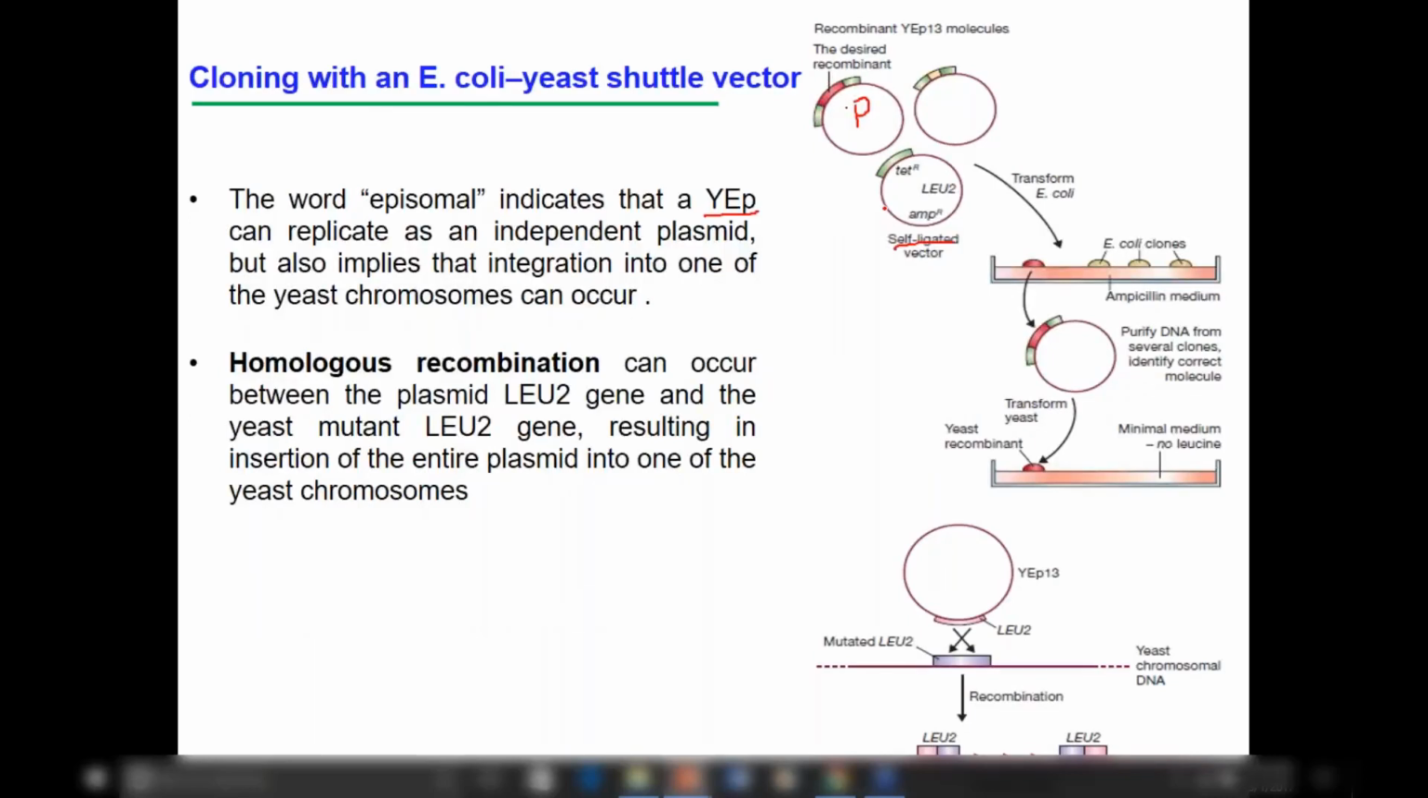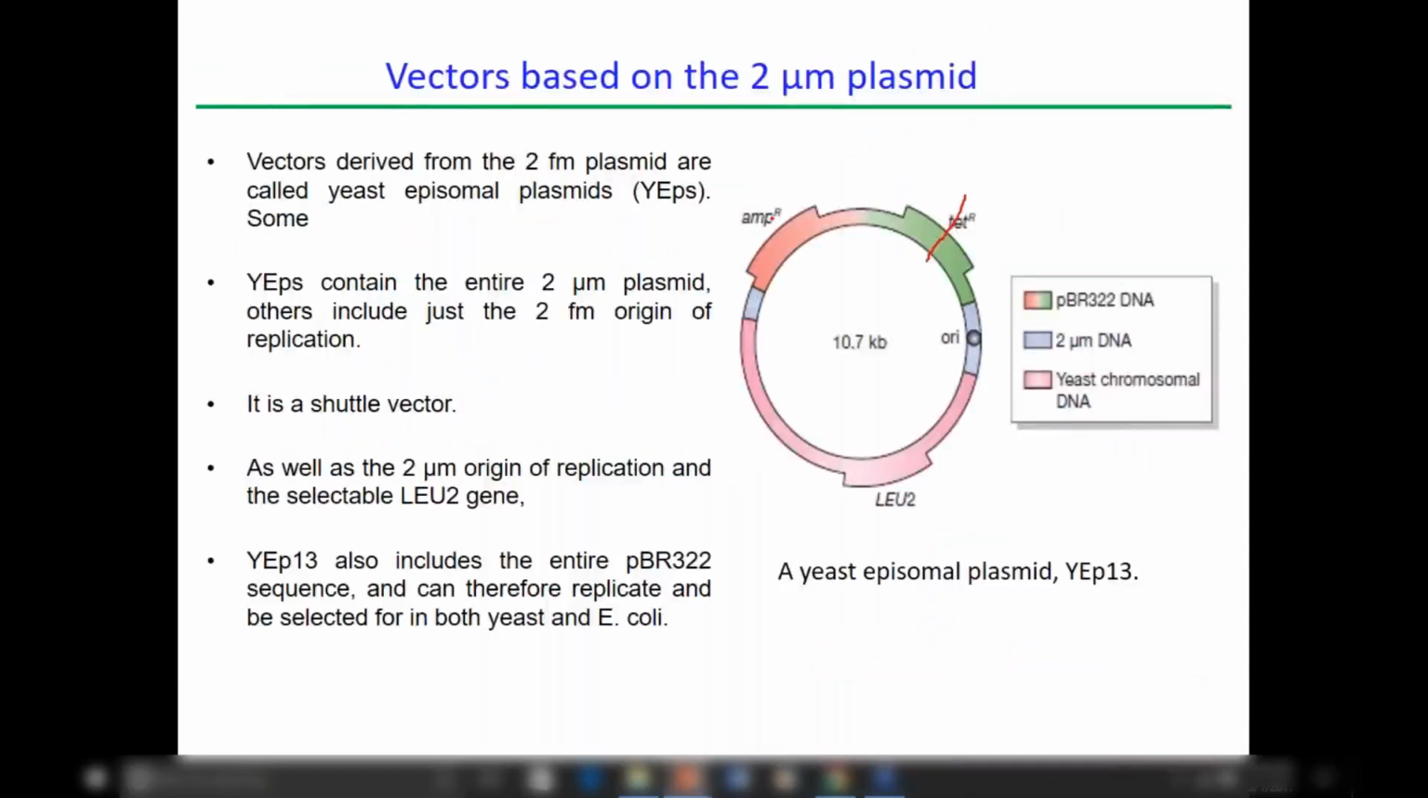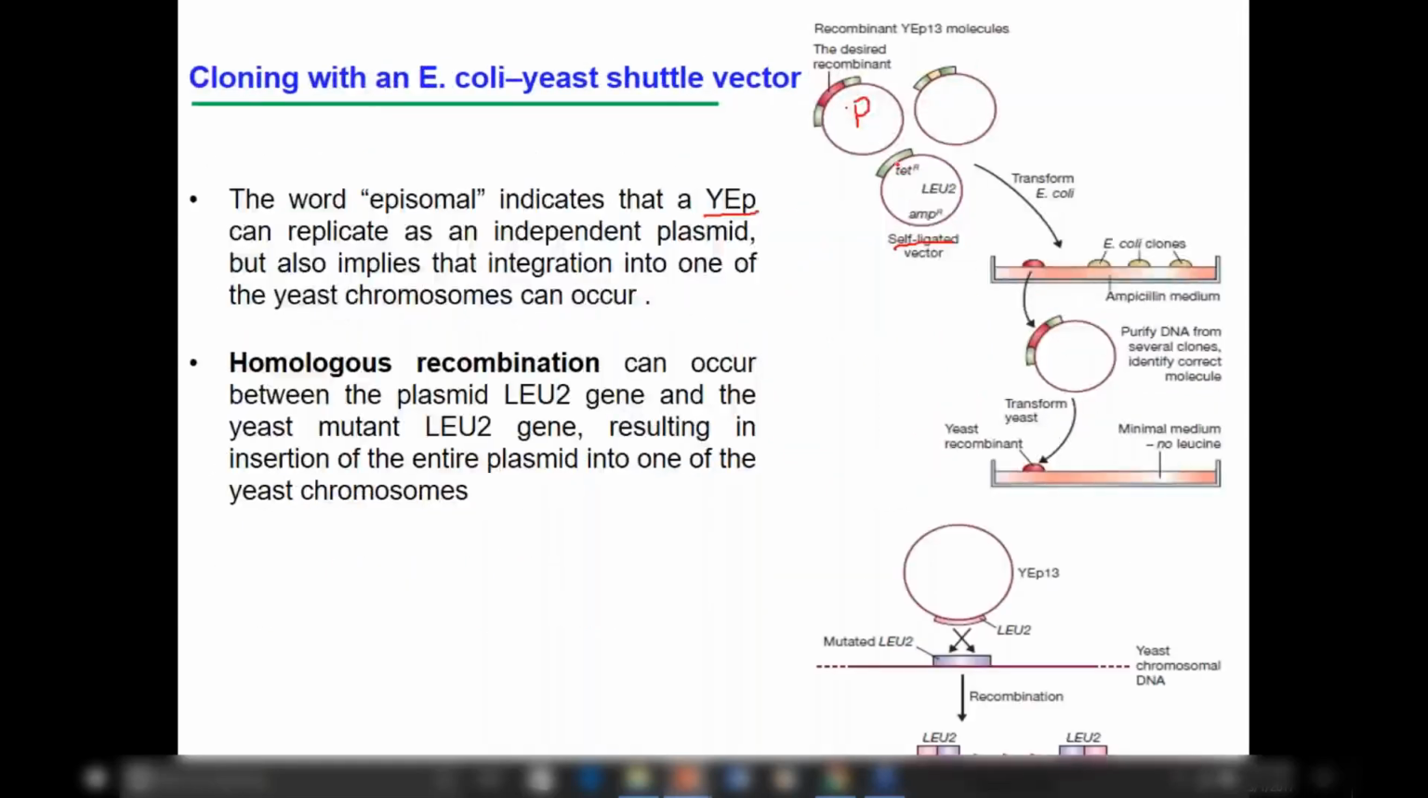When I insert any gene in between the tetracycline, what will be the condition here? What will be the phenotype of this plasmid? Ampicillin resistant, tetracycline sensitive. Very good. Because I have inserted DNA in between the tetracycline, this tetracycline becomes sensitive. But if it is self-ligated, what will happen? Still the tetracycline will be resistant.